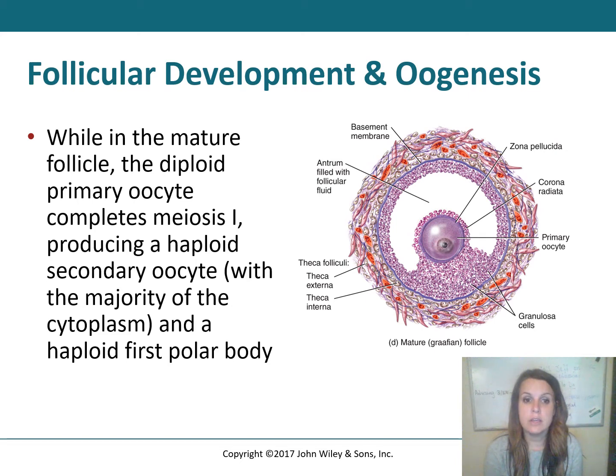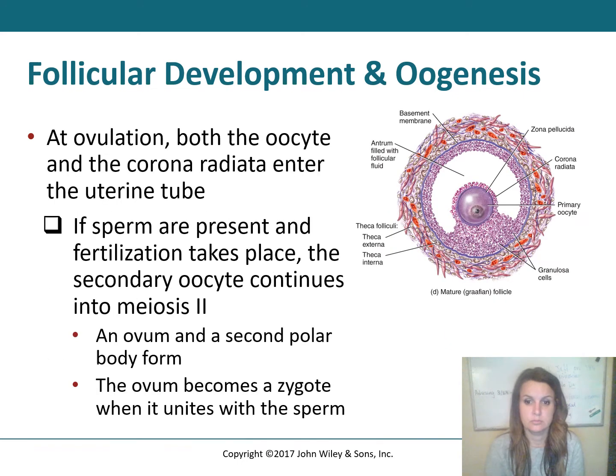So while in the mature follicle, there's a diploid primary oocyte that eventually completes meiosis 1, and it produces a haploid oocyte or secondary oocyte, which contains the majority of the cytoplasm. And then since it's completing meiosis 1, it actually divides its genetic material. So the other half of the genetic material creates what's called a polar body. So once a cell becomes a mature or Graafian follicle, it's ready to be ovulated.